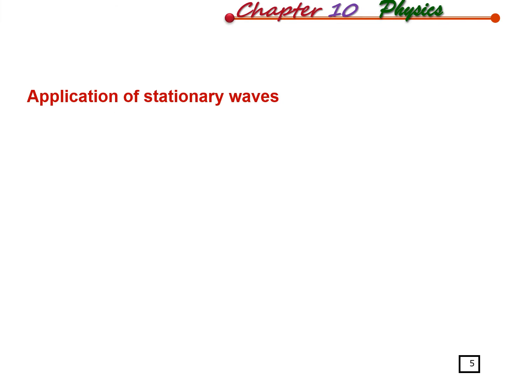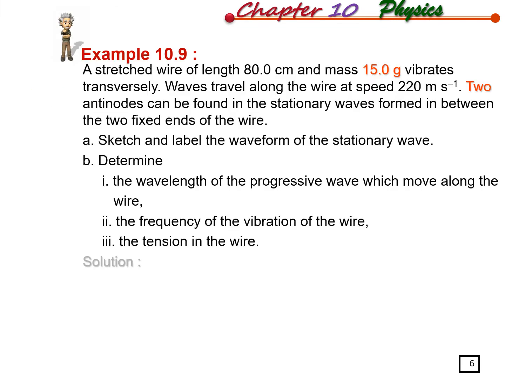Okay, so for the next subtopic will be application of stationary wave. Okay, so for example 10.9, you have a stretched wire, length given 80 centimeter, mass given 15 gram, vibrates transversely. The wave travels along the wire at the speed of 220 meter per second. Two antinodes can be found in the stationary wave formed in between the two fixed ends of the wire.